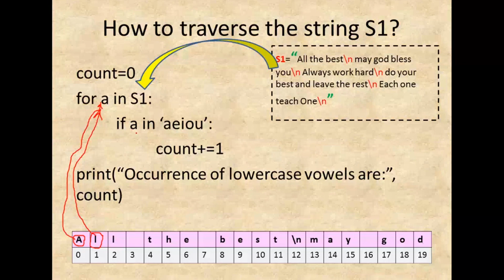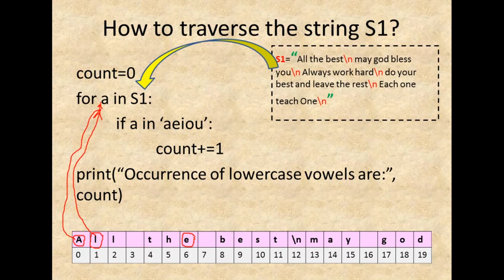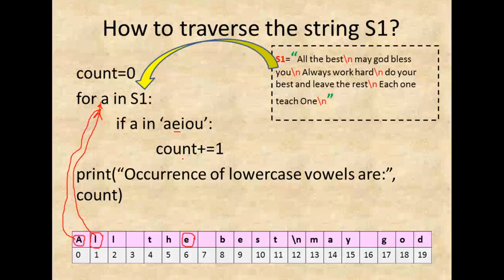Put it in A, and then A will be compared with whether it is having any of these letters. If A is having any of these letters, for example, when we have come to small e, now small e is matching E which is present here. Now when matching has been found, then count will be increased by 1. So count plus equal to 1 will take place. Currently count is 0, plus 1 will make it 1, and now the occurrences are increased by 1.